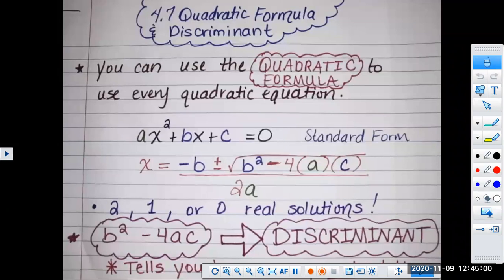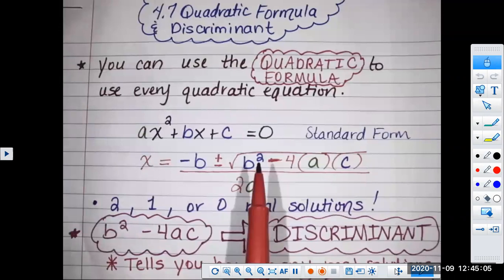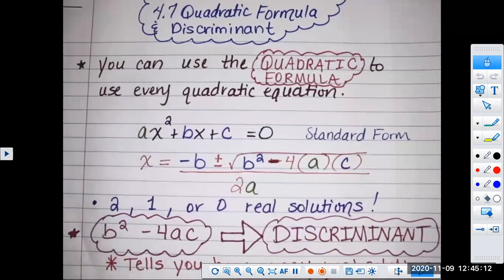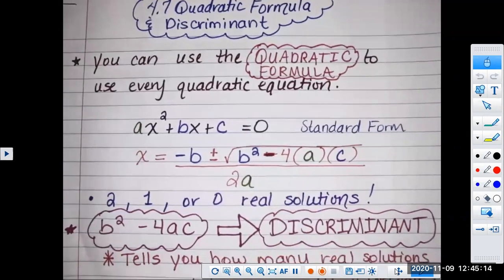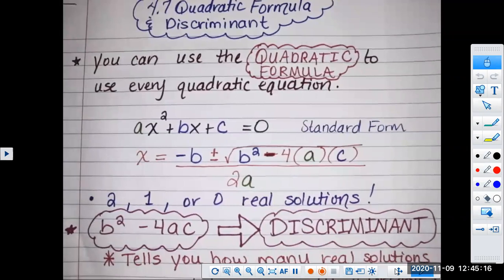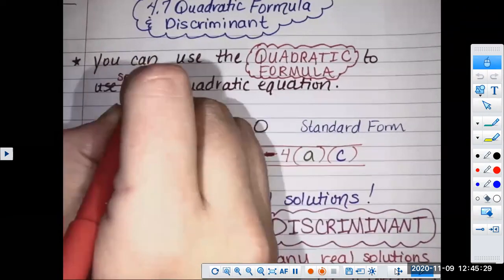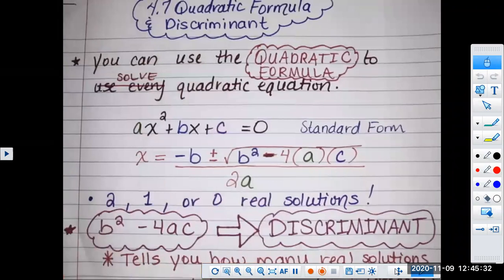Okay, today we're looking at 4.7, the quadratic formula. Have you guys seen this lovely formula before? All right, I thought so. So hopefully that part won't be new to you. You can use the quadratic formula to solve, I should have said, it should say to solve every quadratic equation.